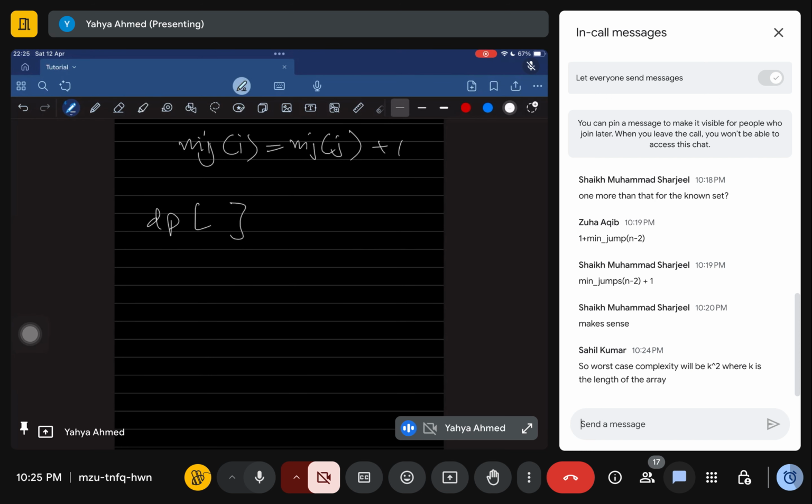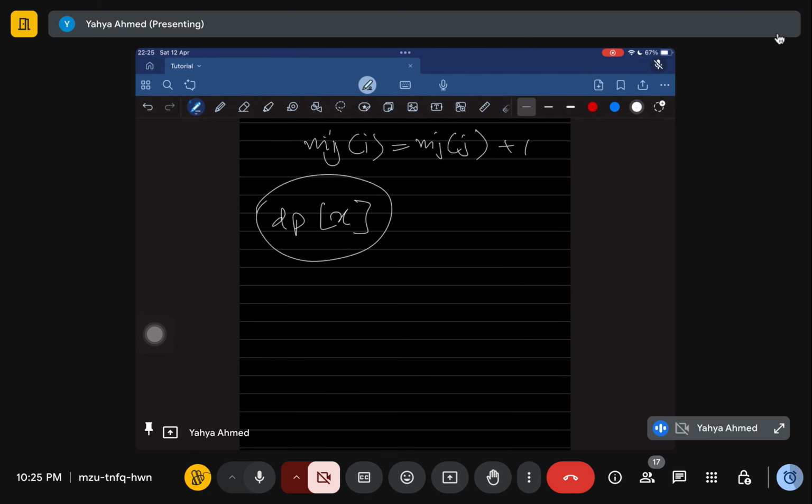What are the dimensions of this DP array going to be? DP of x, let's say, stores the minimum jumps to get to x. What is the length of DP? Does anyone want to guess what's the length?